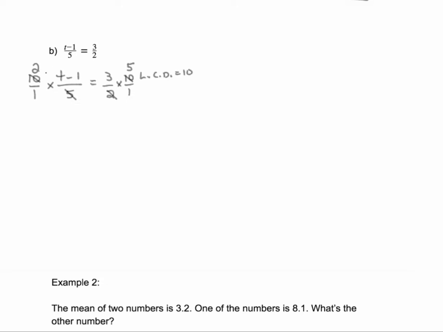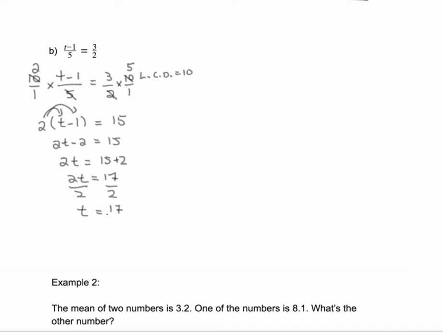Now this part up here is tricky. Remember how I said there was a bracket here? Now you actually have to write the bracket. This looks like 2 times t minus 1 equals 15, which then becomes 2t minus 2 equals 15. And then we proceed as is. 2t equals 15 plus 2, which is 17. And then you divide by 2 on both sides. So t equals 17 over 2. The key in this step is to learn that you can multiply both sides by the lowest common denominator if you ever want to get rid of fractions.